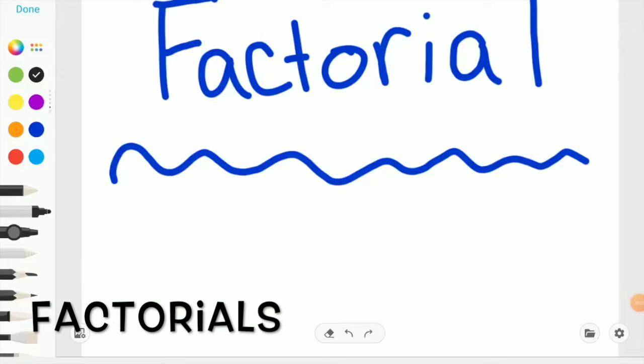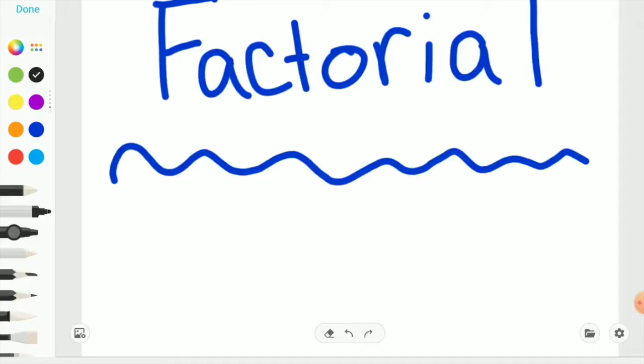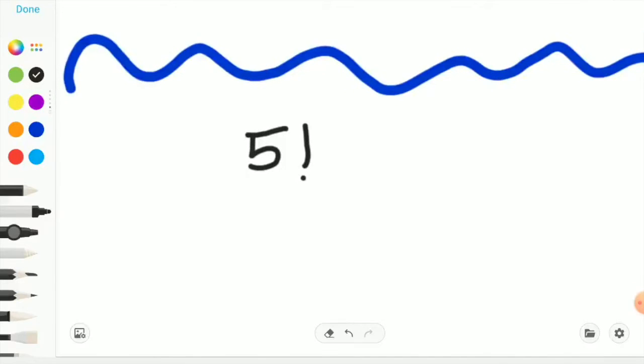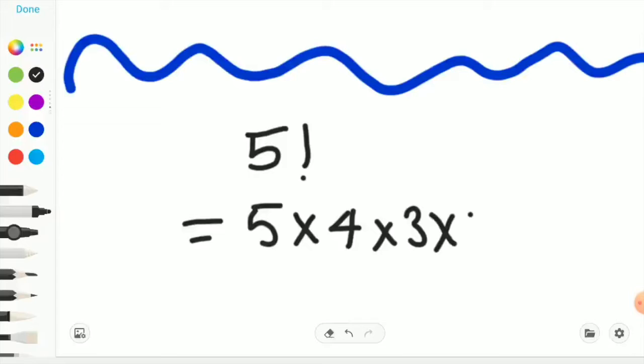Hello, I'll show you what a factorial is. In math, it's represented by an exclamation mark. For example, you'd have 5 factorial. Basically, it's that number multiplied by all the natural numbers below that. So this would be equal to 5 times 4 times 3 times 2 times 1.